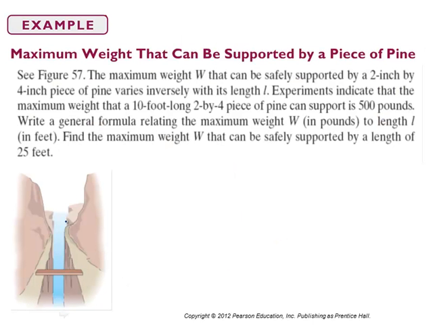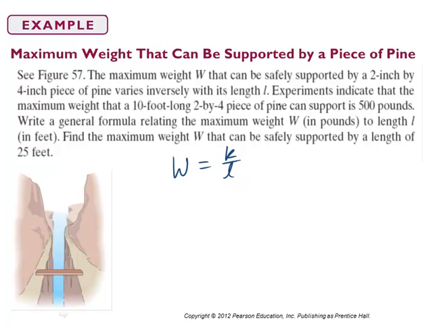Here's an example where we are going to solve an inverse variation problem. We're going to solve this problem involving the maximum weight that can be supported by a piece of pine wood. So let's take a look at this picture right here, this piece of pine board that spans this chasm. The maximum weight W that can be safely supported by a 2-inch by 4-inch piece of pine varies inversely with its length L. So W varies inversely with L. Just translated that from English into mathese by writing this equation right here.